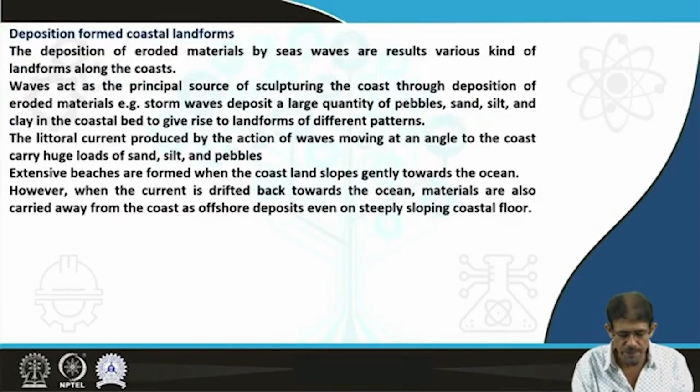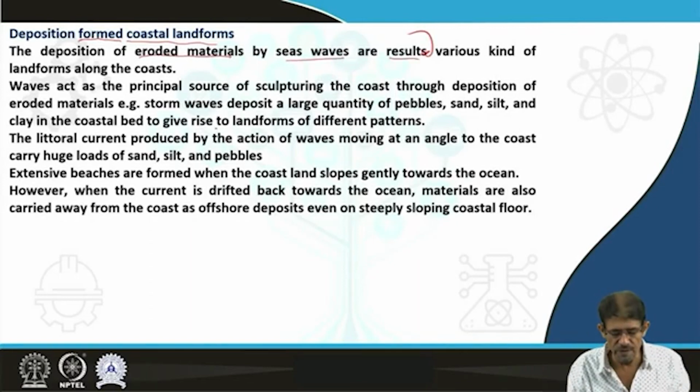Besides this, we have depositional landforms formed in the coastal zone. The deposition of eroded materials by sea waves results in various kinds of landforms along the coastal zone. Waves act as principal erosional agents. However, at the same time the waves also help in deposition, as the waves act as the principal source of shaping the coast through deposition of eroded materials, that is, storm waves deposit a large quantity of pebbles, silt and clays in the coastal zone to give rise to landforms of different patterns.